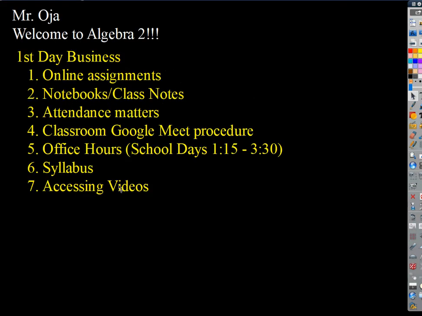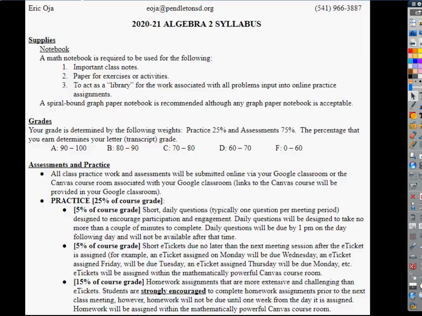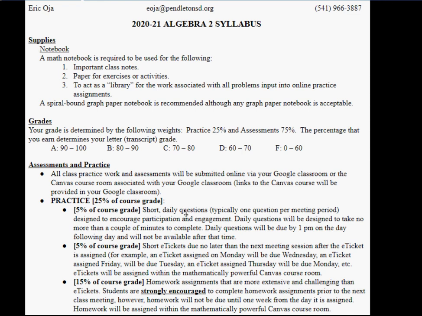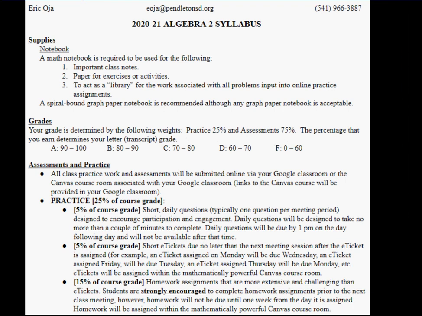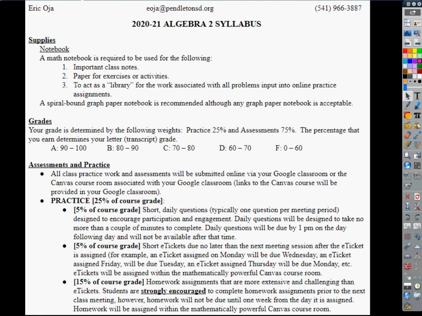Okay, and then syllabus. I'm not going to spend a lot of time on that. The syllabus will just be in the course information section of the class. The important thing for you probably to know is that for this level of class at Pendleton High School, the practice is 25% of your grade and the assessments are 75%. The way that's going to be broken down has already changed a little bit, so I'll change the syllabus to reflect this. But I'm just not sure about this yet. I don't know if we're going to do short daily questions.